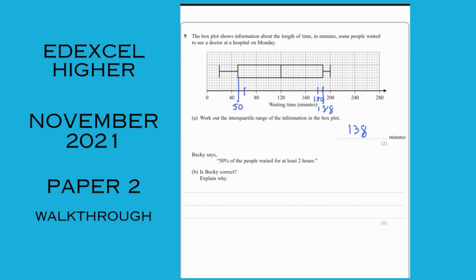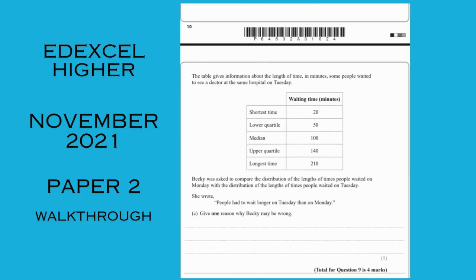Let's make a better 8 than that. Becky says 50% of the people waited for at least 2 hours. 2 hours is 120 minutes. Is Becky correct? Absolutely correct, because the median is 2 hours. So you can say anything like the median splits the data into 50% higher, 50% lower, or just say anything along the lines of 50% of the data is above the median. Again, don't feel tempted to fill all 3 lines in.